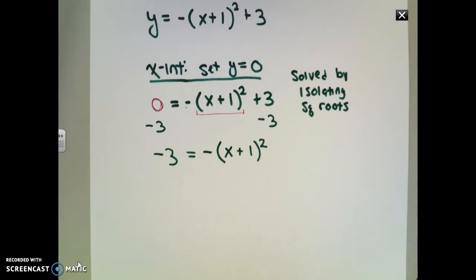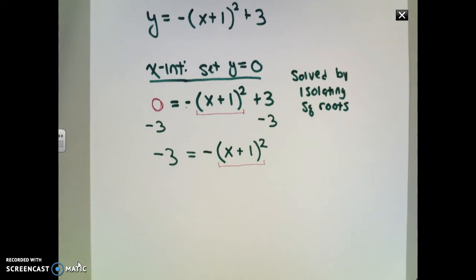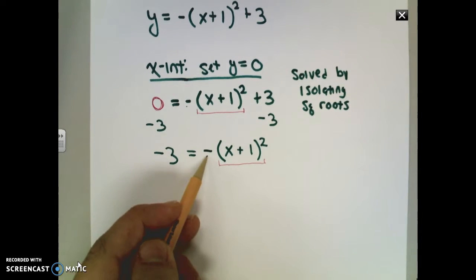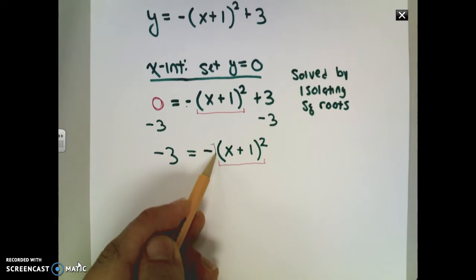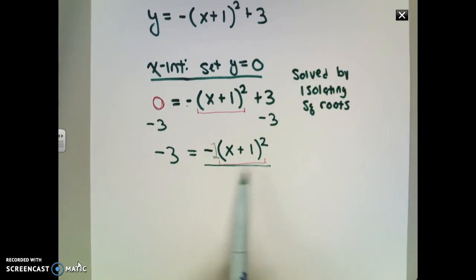So now that I have that, once again, the goal here is that we're trying to get this parenthesis term that's being squared by itself. Well, like I mentioned about the y-intercept, this negative really is a coefficient, a number of -1 being multiplied to this. And so really what I need to do is get rid of this -1. And the way I'm going to do that is through division.